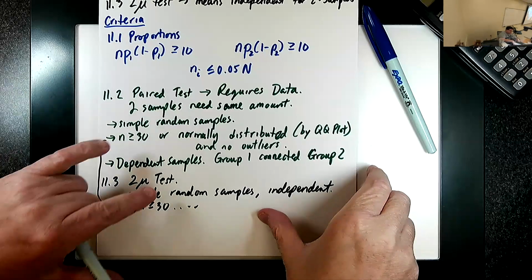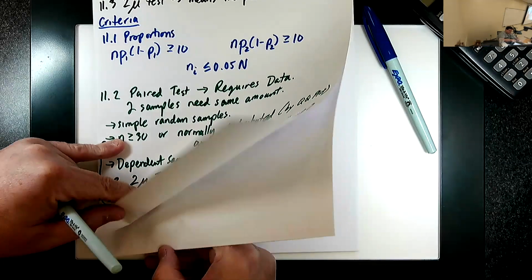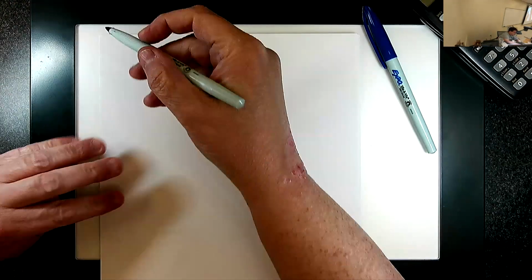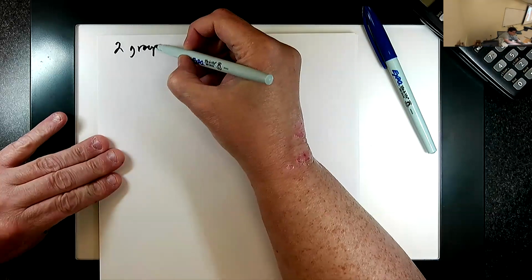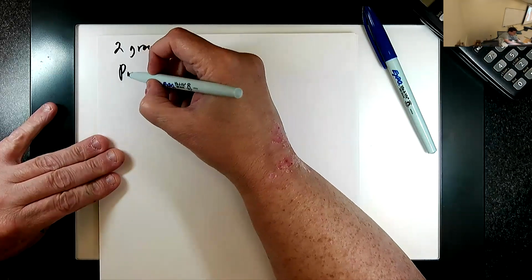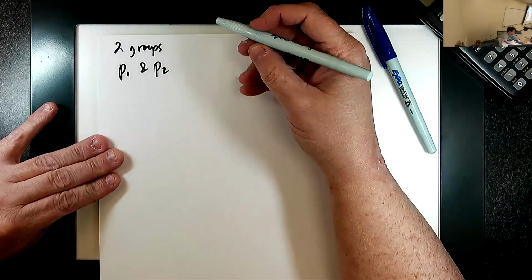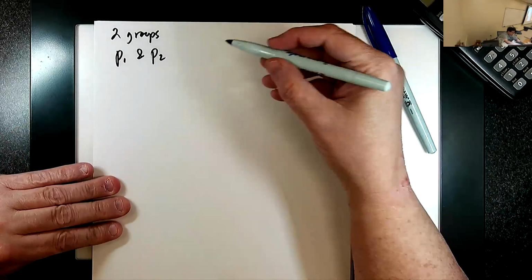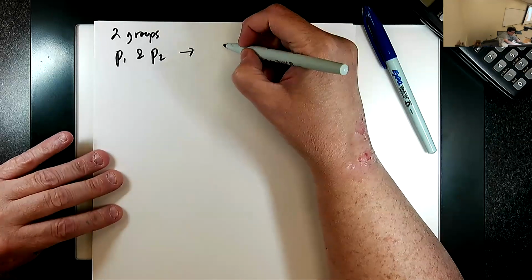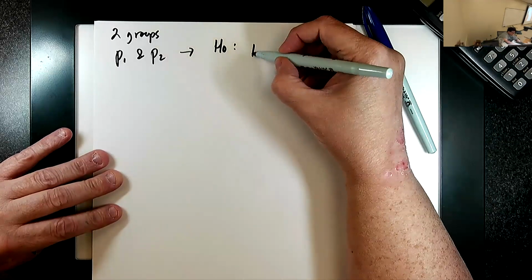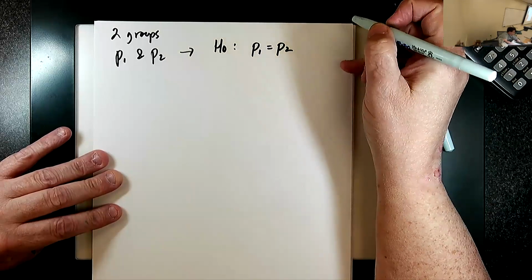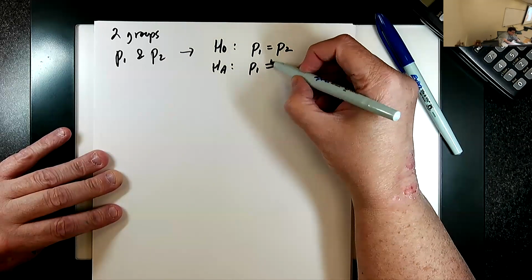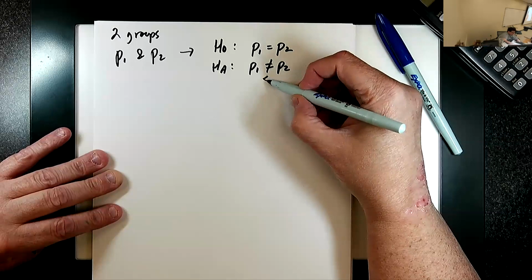Okay, so how does this testing work? How does this change our H naught? This is huge, this is important. All of these have two groups. So we're gonna have a P1 and a P2 for proportions. The way we do it is H naught in general is P1 equals P2. And then HA is P1 does not equal P2. And we could also have the less than or greater than.